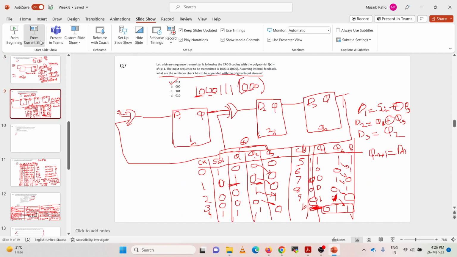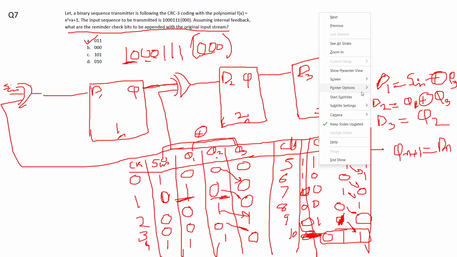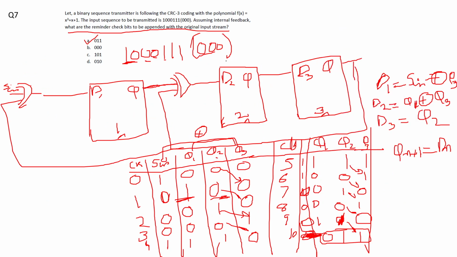This is an interesting question. We have a binary sequence transmitter following a CRC, that is cyclic redundancy check, coding with polynomial function x cube plus x plus 1. Here we have x cube, x, and this has internal feedback. The input sequence is 1 0 0 1 1 1, and we have the state 0 0 0. We need to find the remainder check bits that are to be appended to the input stream.